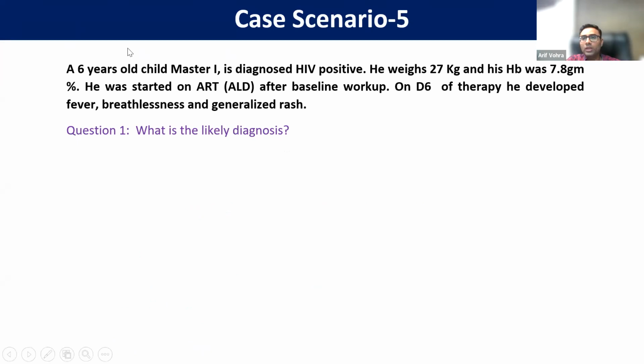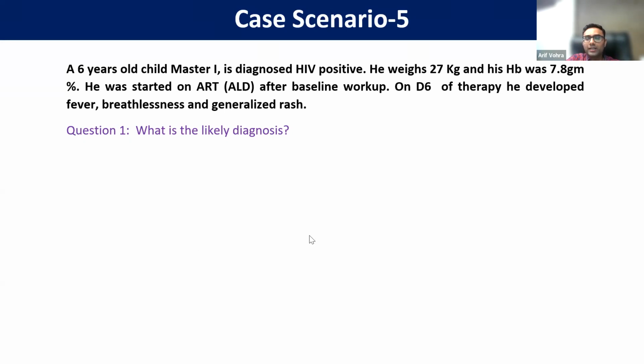The next case scenario is a 6 year old child, Master I, who is diagnosed as HIV positive. His weight is 27 kg. His hemoglobin was 7.8 gram, and he was started on ART after the baseline. On day 6 of therapy, he developed fever, breathlessness, and generalized rash. So what is the likely diagnosis in this child? Can anyone tell in the chat box?